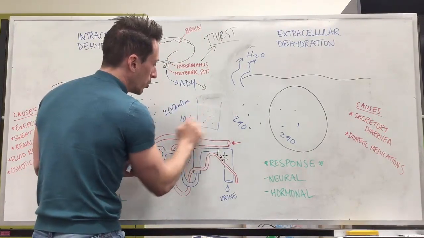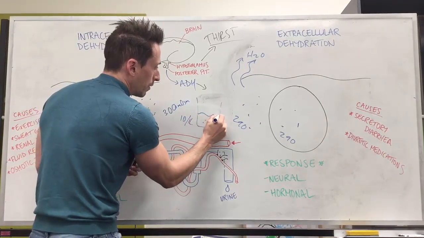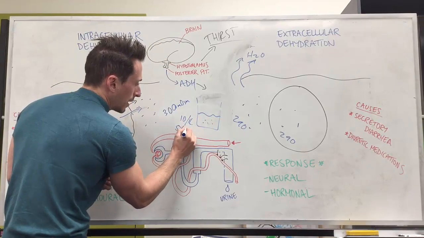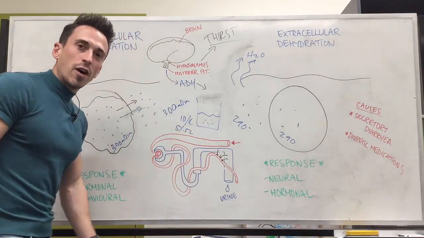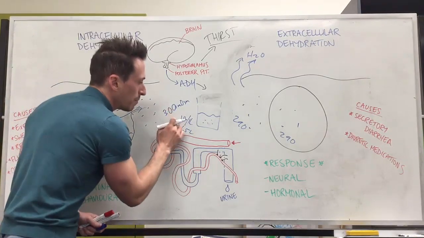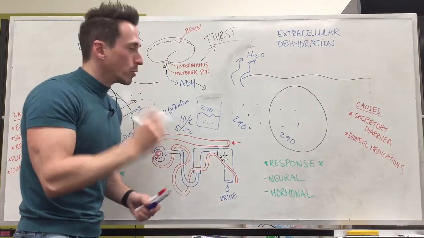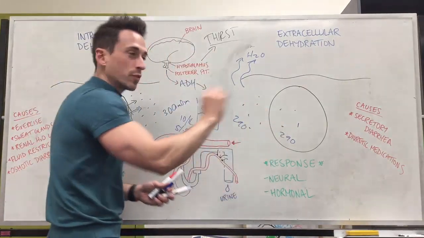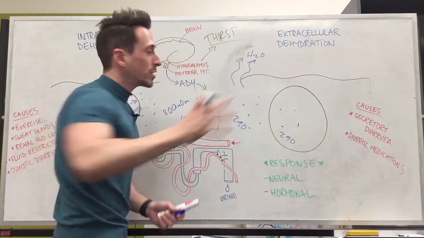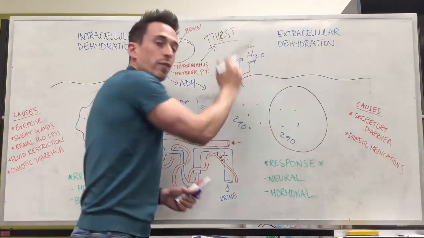So I go down to 5 particles per half a litre. 5 particles per half a litre is exactly the same as 10 particles per 1 litre. It's still 290 milliosmoles, which means there's no concentration difference from inside the cell to outside the cell. Is there going to be water moving out? No. So the cells remain hydrated, but outside the cells, we've lost our fluid volume.